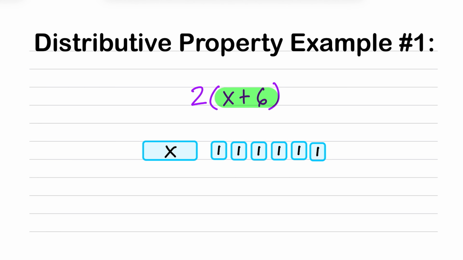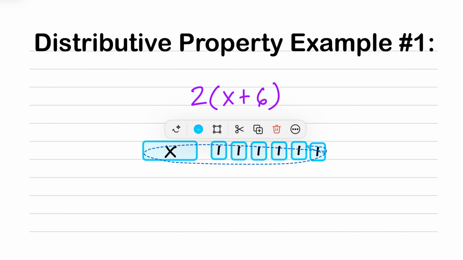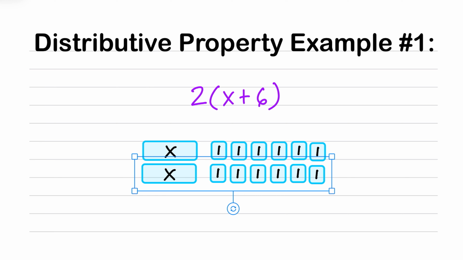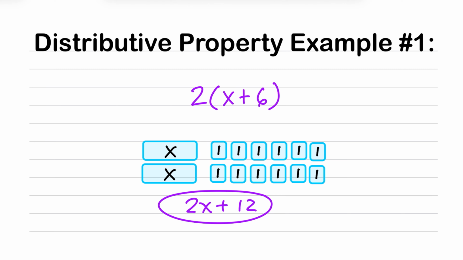X plus 6 is represented in algebra tiles below. Now we're going to double it. This allows us to visually see our answer. We have 2 x's, which is 2x, and 12 ones, so plus 12. The answer is 2x plus 12.